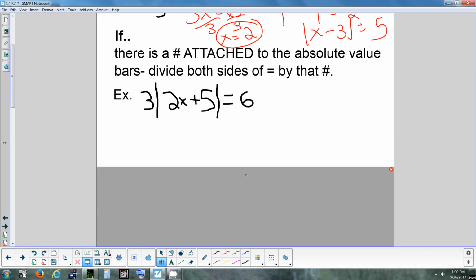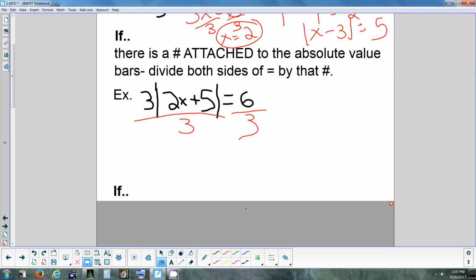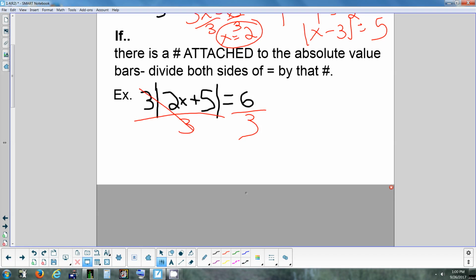Like I said, if you want, think of the absolute value as one big variable that we want to get by itself. So we divide by 3. Divide by 3, divide by 3. On this side, is this going to cancel out? The absolute value bars don't disappear. We're not at that point yet. All we're doing is getting it set up so we can solve it. Absolute value bars stay.